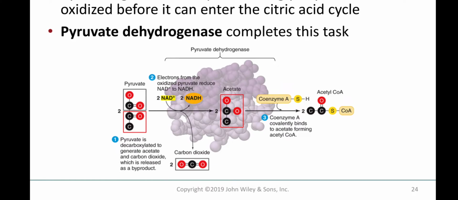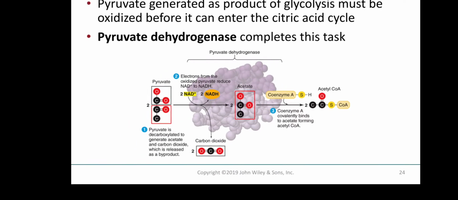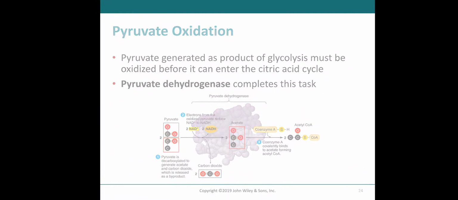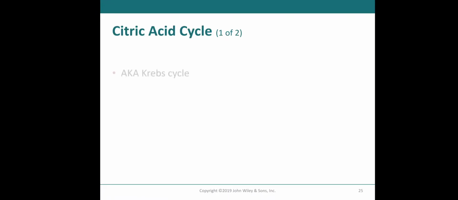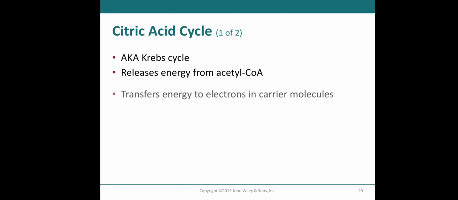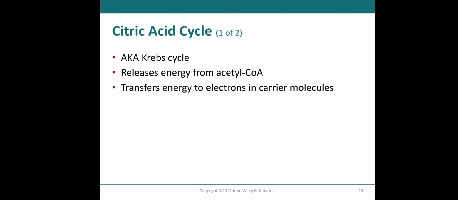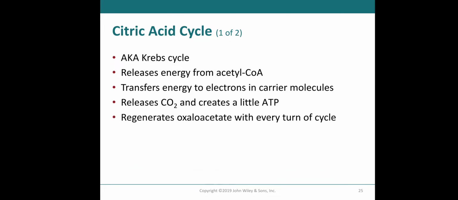This acetyl-CoA will be the one to enter the citric acid cycle, also known as the Krebs cycle. In this cycle, there is a release of energy from acetyl-CoA, and the released energy is transferred to electrons in carrier molecules. Aside from that, you release carbon dioxide and create a little bit of ATP through substrate-level phosphorylation. It is called a cycle because at the end of each turn, you regenerate oxaloacetate.